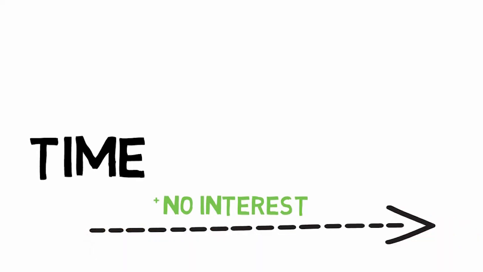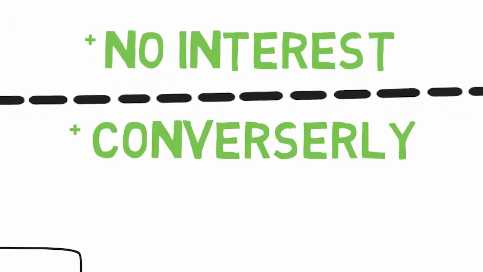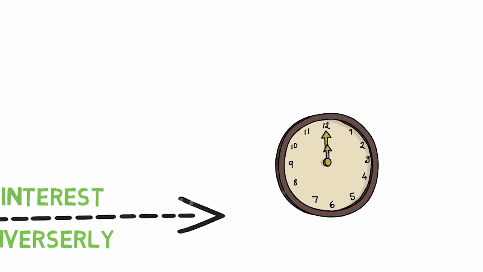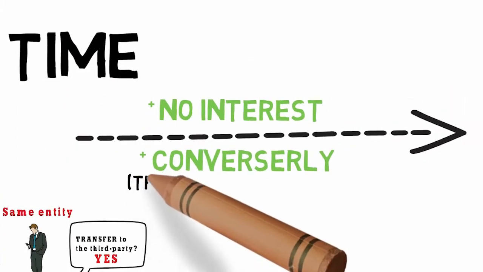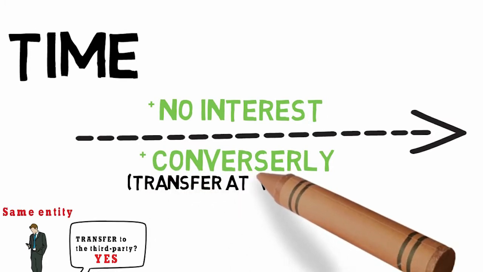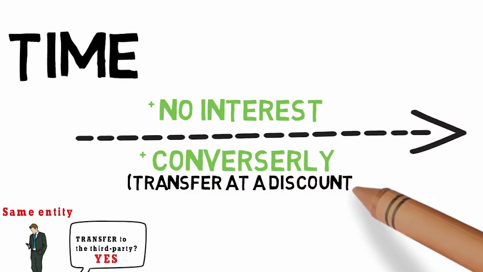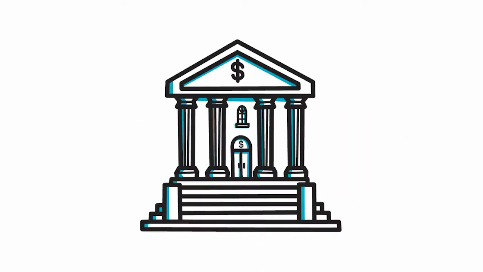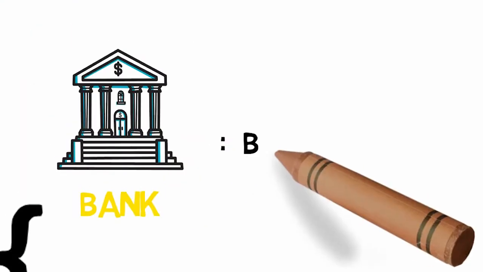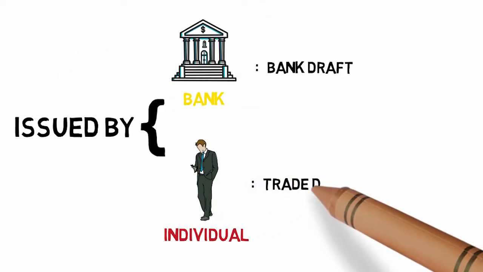They may accrue interest if not paid by a certain date, however, in which case the rate must be specified on the instrument. They can conversely be transferred at a discount before the date specified for payment. If these bills are issued by a bank, they can be referred to as bank drafts. If they are issued by individuals, they can be referred to as trade drafts.